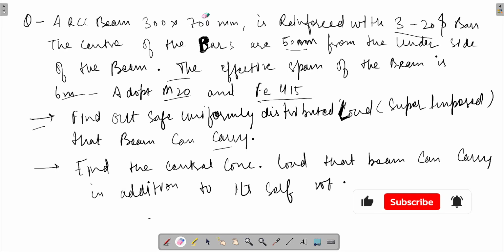So, welcome to the tutorial. In this tutorial, we'll learn how to solve different numerical problems based on LSM method in a singly reinforced beam section.